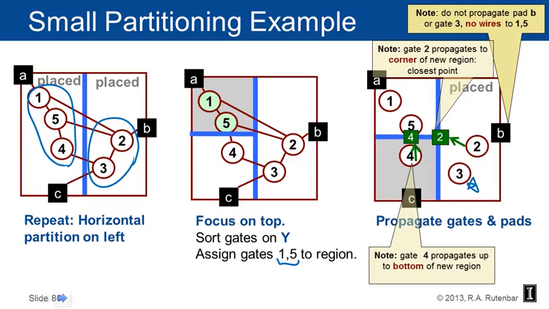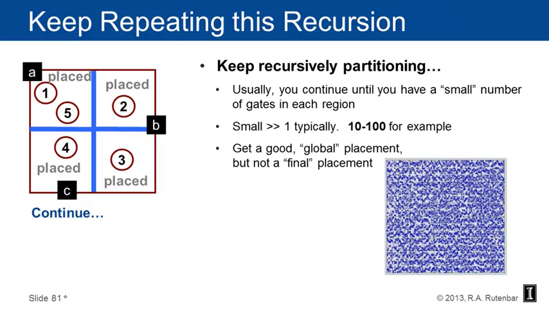It's 1/4 the size of the original problem. It's got real pads and pseudo pads all the way around it, and it's got 2 gates in it. I can write the equations again and solve them, and they will be contained in that upper left white square. So, what do I do? I keep recursively partitioning. What I'm probably going to get is gates 1 and 5 on the left top, gate 4 on the bottom left, gate 2 on the top right, gate 3 on the bottom right, probably based on the way I was developing this artificial example. Usually you continue until you have a small number of gates in each region.